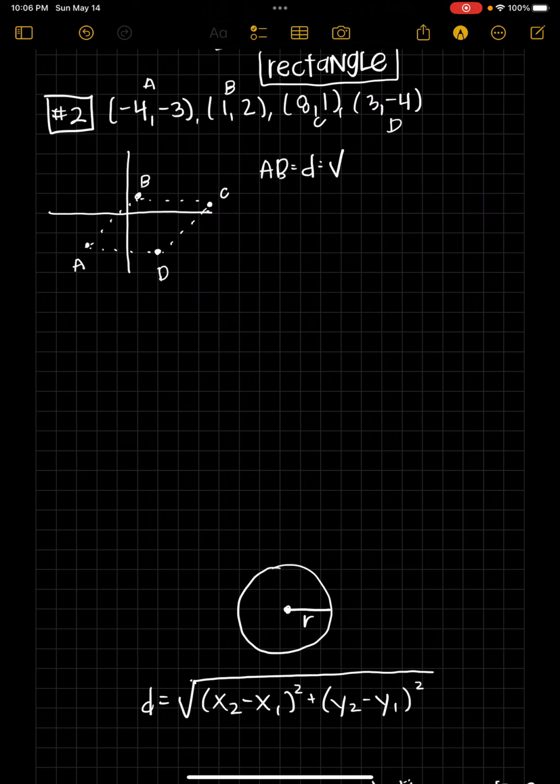All right, so when I do that, I'm gonna say 1 minus negative 4 squared plus 2 minus negative 3 squared. Let me plug that into a calculator. And I get about 7.07. Then, so that was this length. Let's do the opposite length. So from C to D.